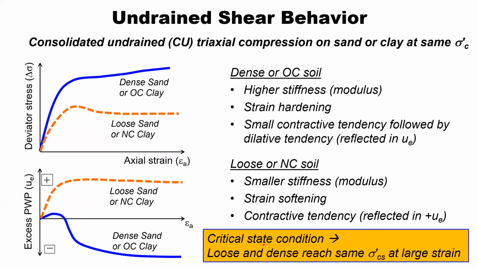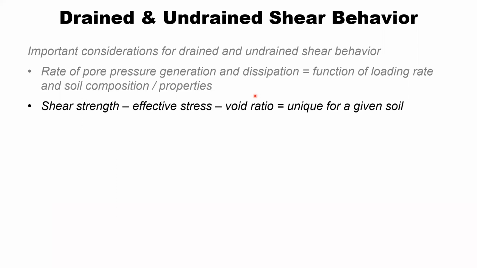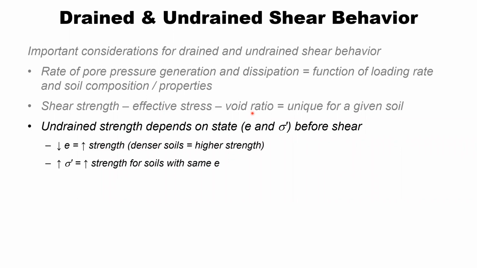But once again, these both reach a critical state condition. They both have a level off value of shearing resistance ultimately, and this volumetric tendency, which is manifest as an excess pore water pressure, also tends to level off at larger strains. So using those concepts, we know that the rate of pore water pressure dissipation is a function of loading rate and the soil type. In other words, permeability and compressibility. Shear stress or shear strength, effective stress, and void ratio, those properties are interlinked and are going to be unique, as I'll show you, for a given soil.